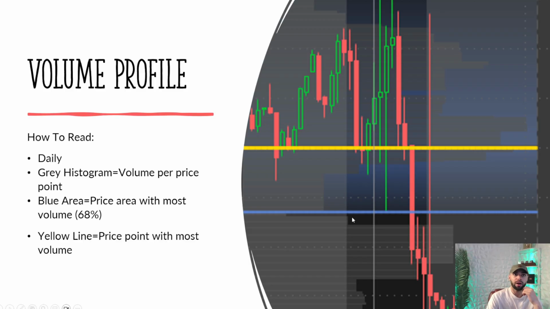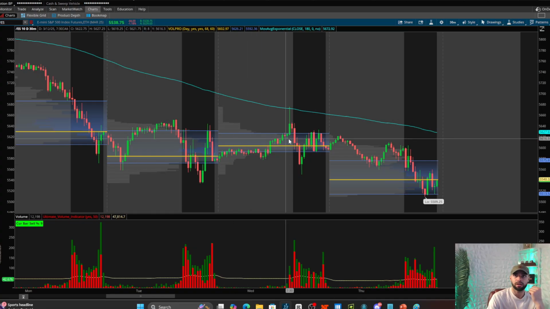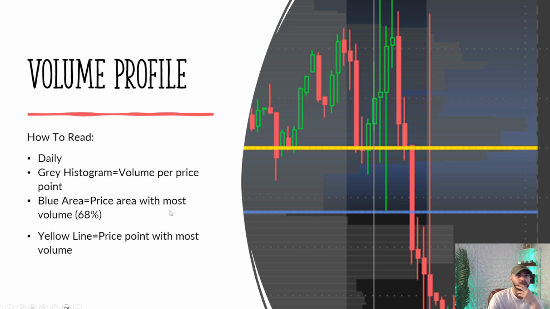And then the blue box is basically the value area. So it's just the price area with the most volume. It's 68% of the most transacted volume that day that will be plotted with this blue box. So here you can have a tight value area, here it had a wide value area. And then the yellow line that you're seeing is the point of control. This is the exact price point on the chart with the most volume.